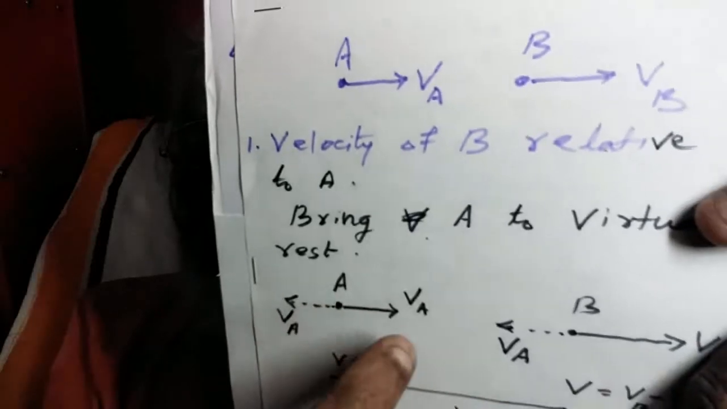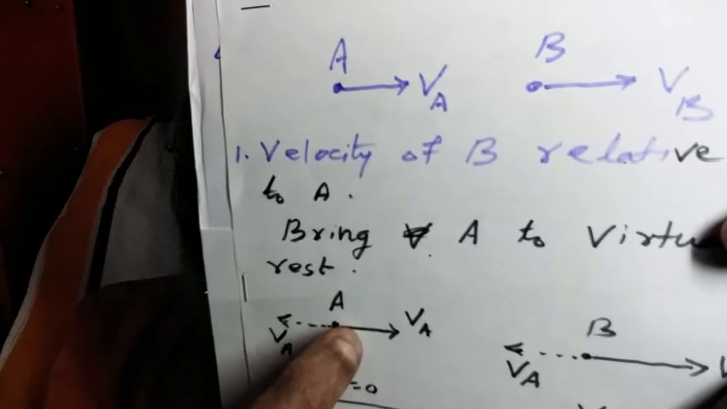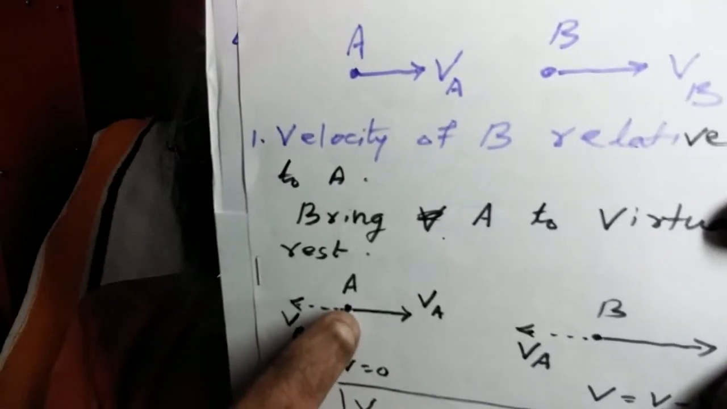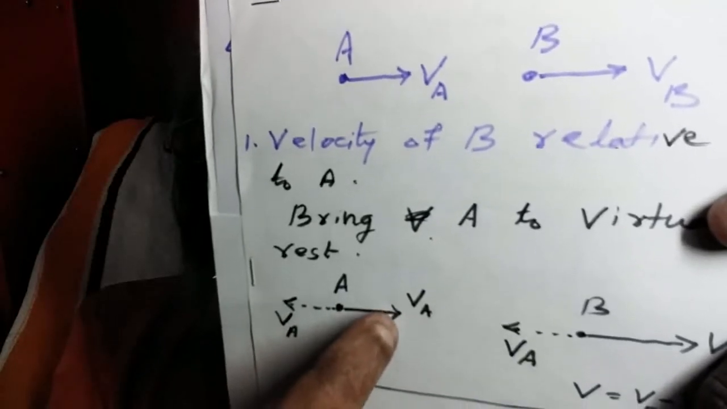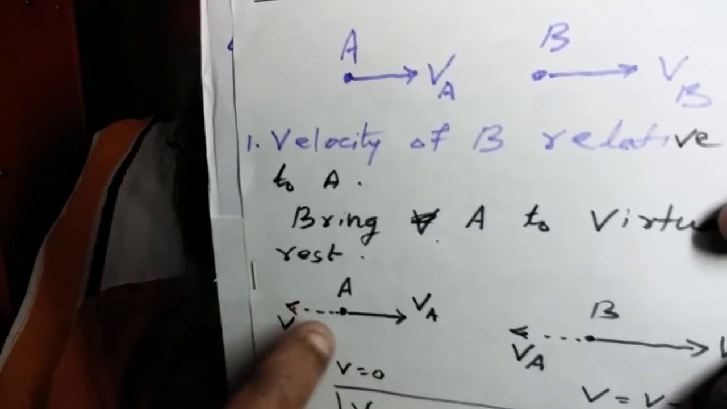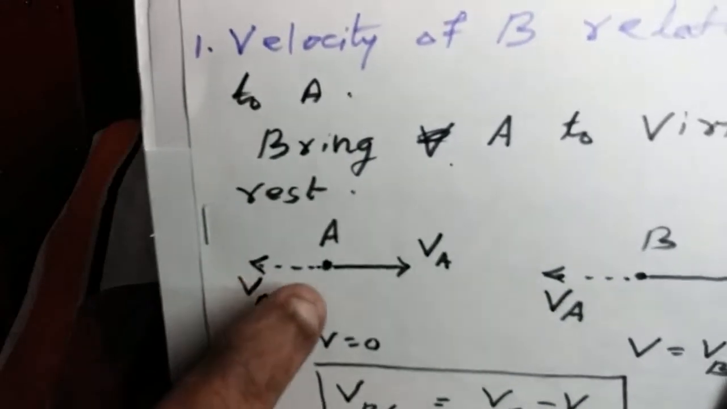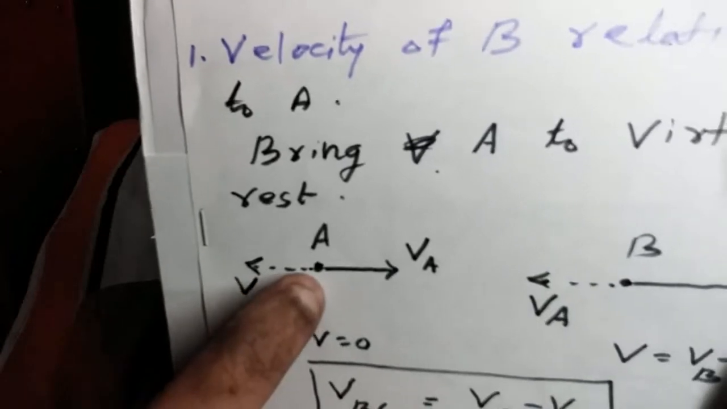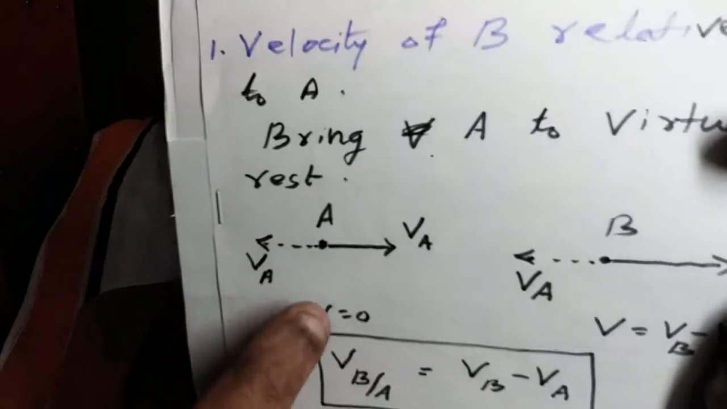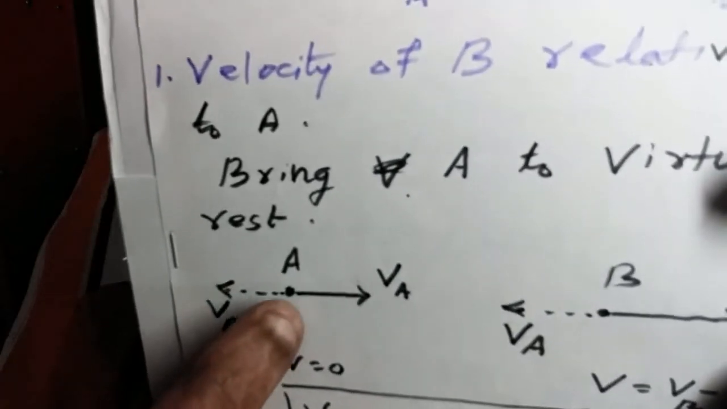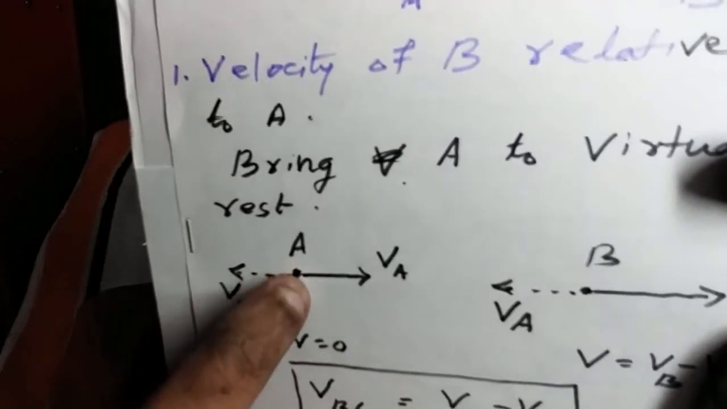A has the velocity VA. If it is to be brought to rest, just you add a velocity equal in magnitude to VA but opposite in direction. So you add a velocity VA in the opposite direction. Now the resultant velocity of A is VA minus VA, that is 0. That means we have brought this car to virtual rest.